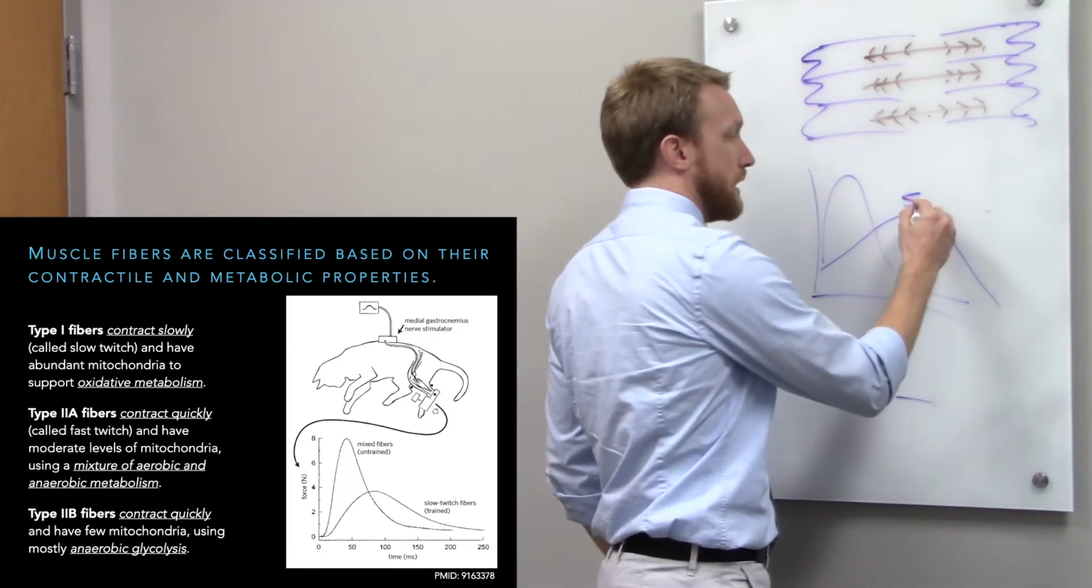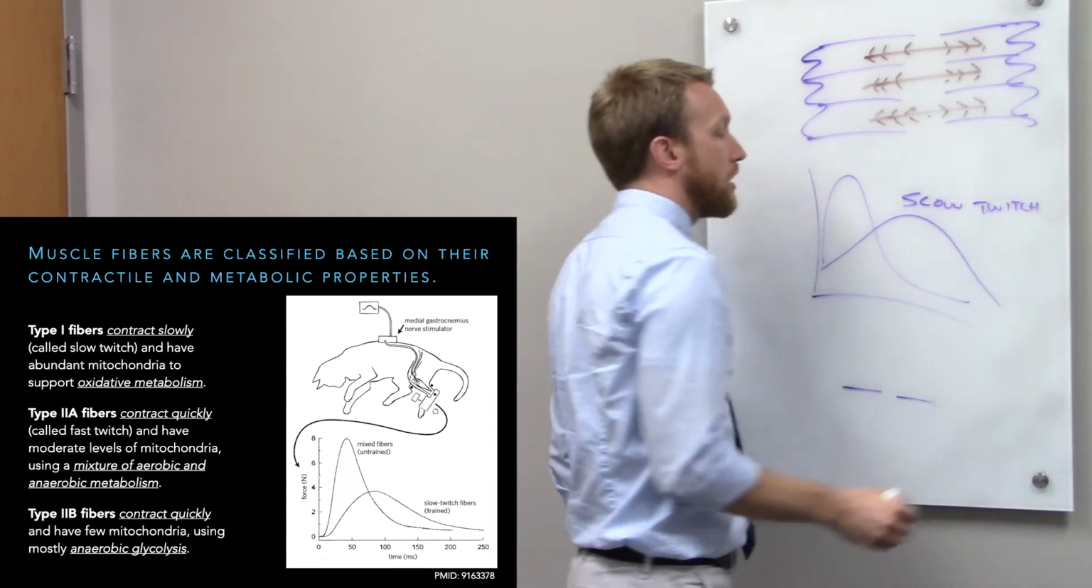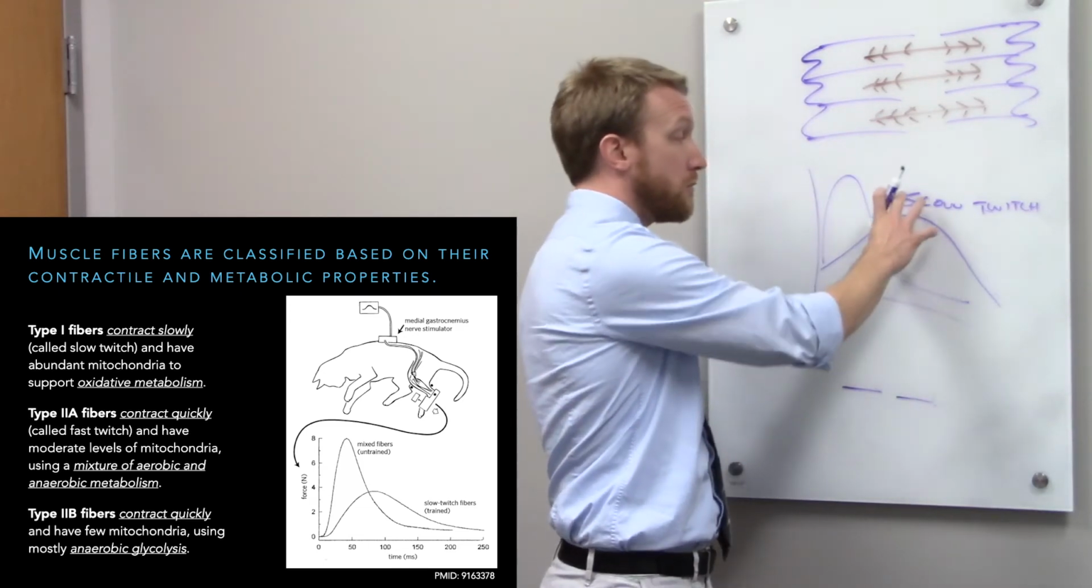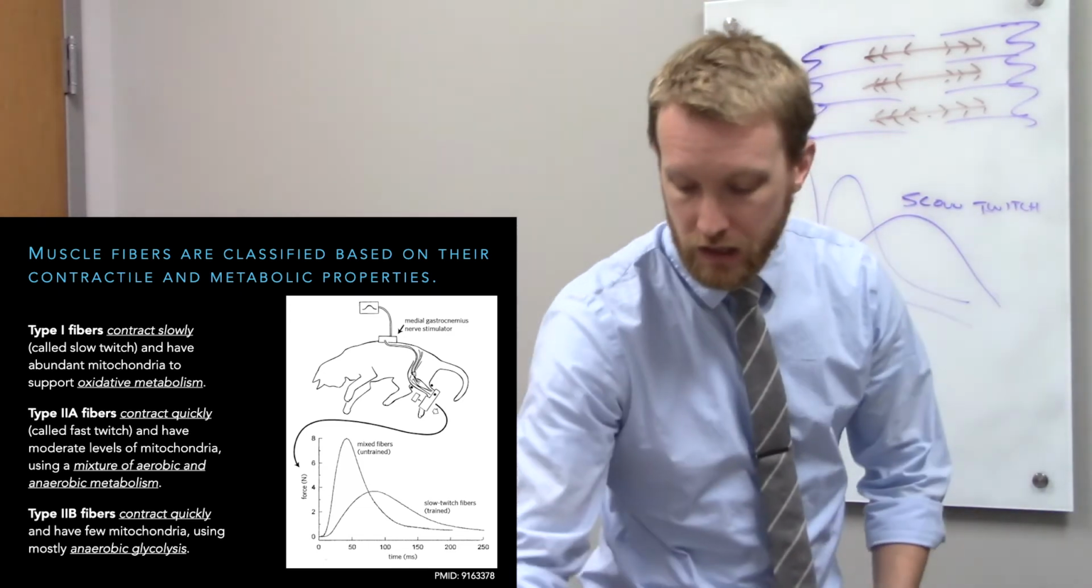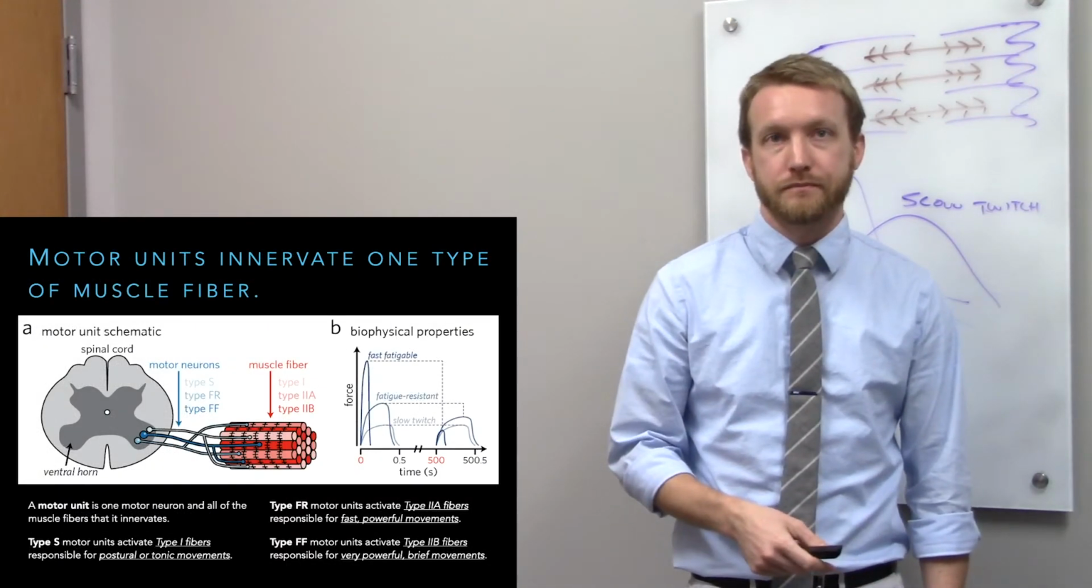What this is telling us is now we have our slow twitch far more abundant than they were originally. There was some there, but we increased them through use. So our muscles are going to change their makeup based on how much we use them.